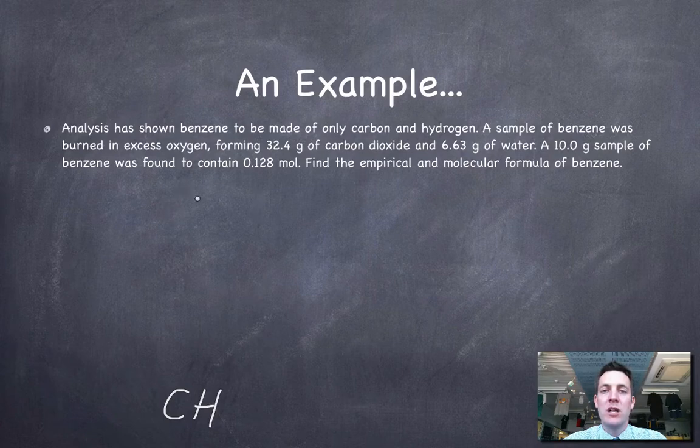A sample of benzene was burned in excess oxygen to make sure that all the hydrogen turned into water and all the carbon turned into carbon dioxide. We formed 32.4 grams of carbon dioxide and 6.63 grams of water. Then later on, a 10-gram sample of benzene was found to contain 0.128 moles, and we have to find the two formulas.